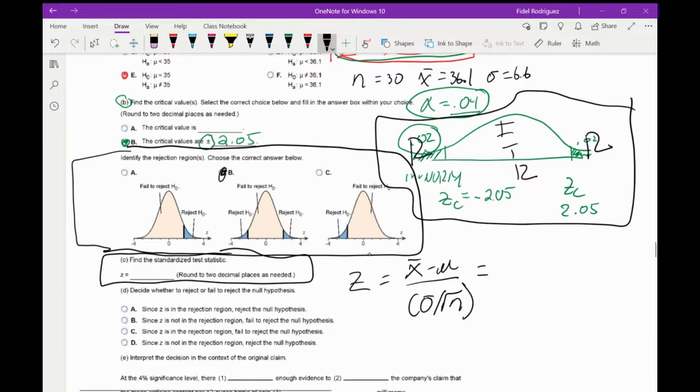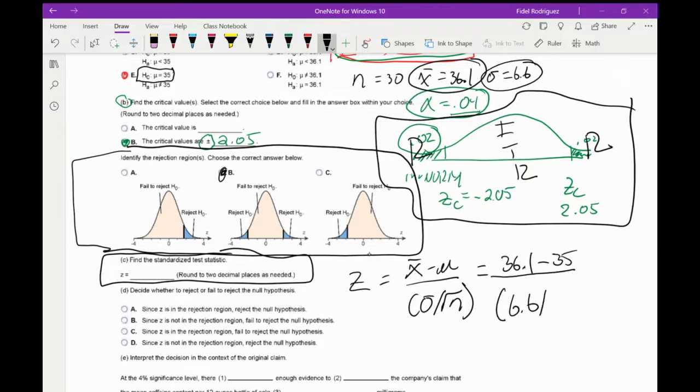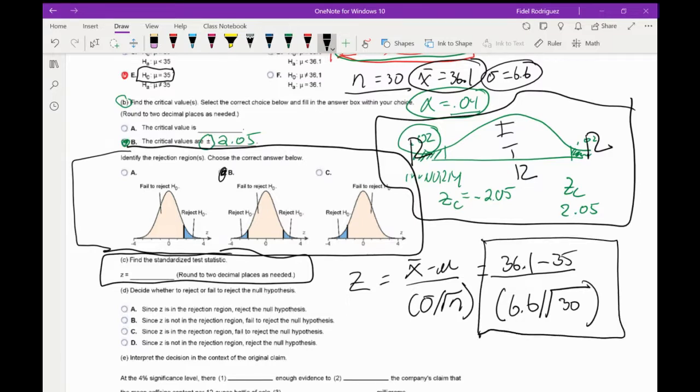Let's see, we had our x bar earlier. It was right here. It was 36.1 minus our mu, which I believe was the 35 that we got in part A, all over our sigma, which was 6.6, divided by the square root of n, which was 30. And guys, I'm going to walk you through how I'm going to do this part on my calculator. I'm going to stop sharing this screen so you can see how I do this on my calculator, and let me come back to it.